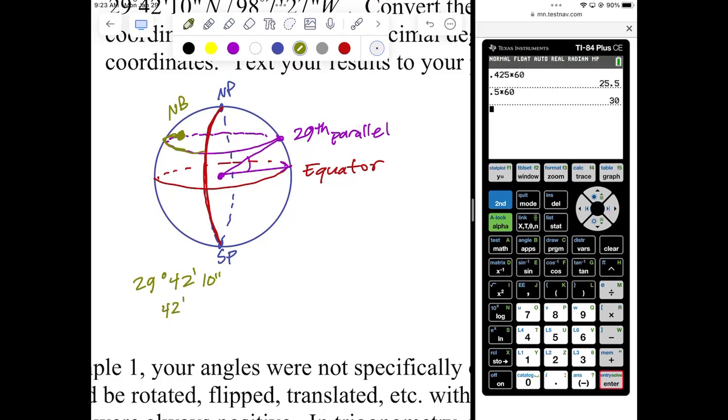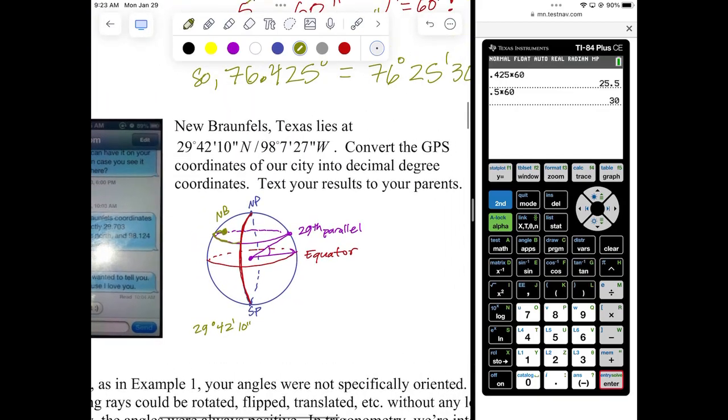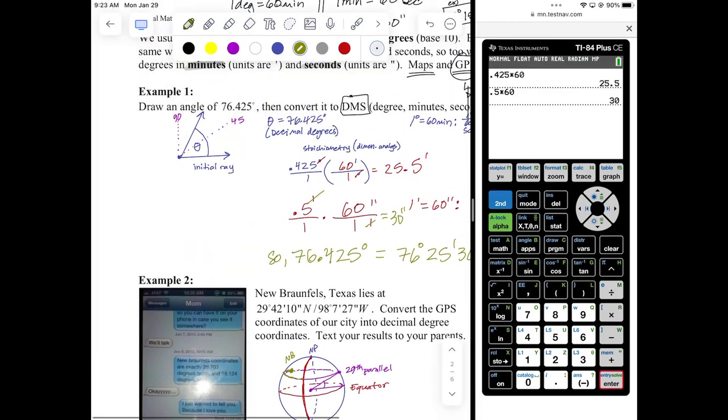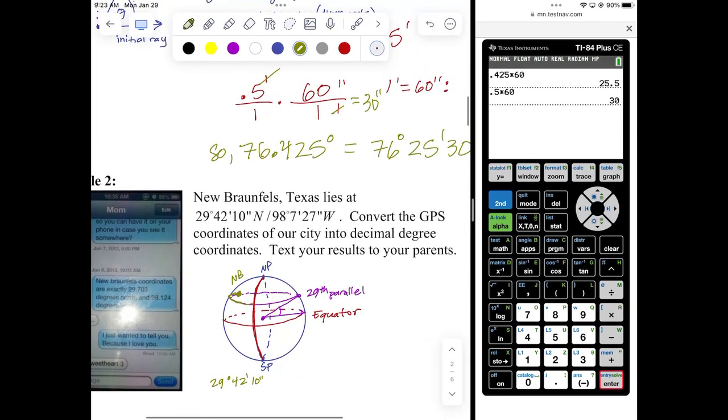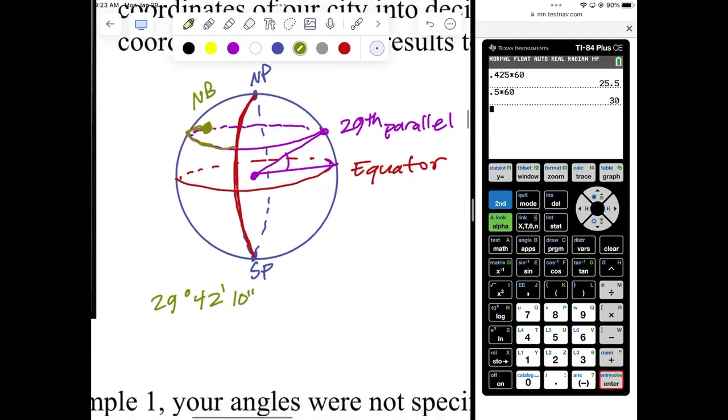This one's a little bit different. When we're converting the other way, we're not kind of doing it in the sequence, right? When we start with decimal, we're doing it in sequence. We're taking the fractional part, we're converting it, and if there's a fractional part left over, we're converting it. When we're going the other way from DMS back to decimal, we already have two fractional parts. We want to convert those back to full degrees. So here's what we're going to do.